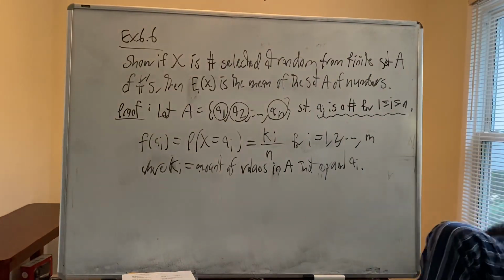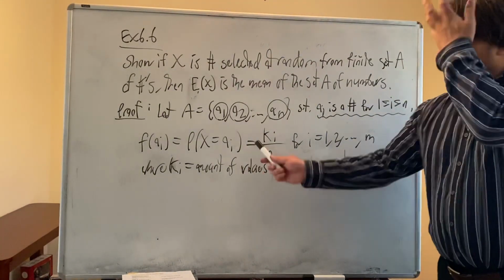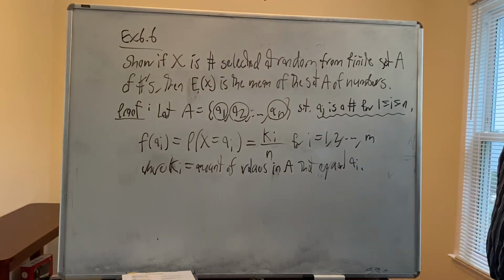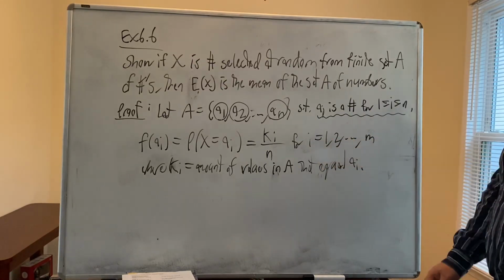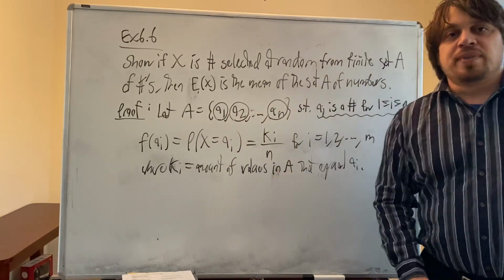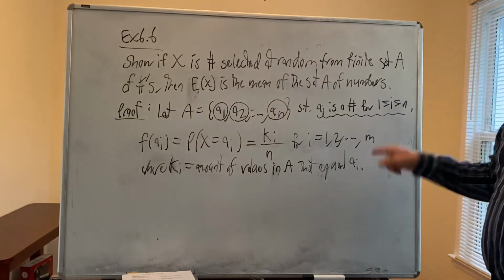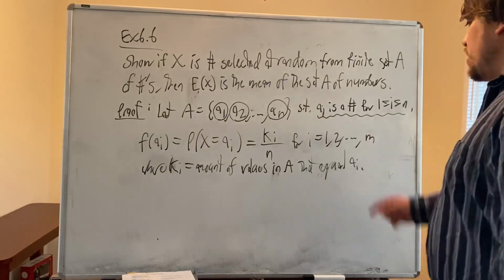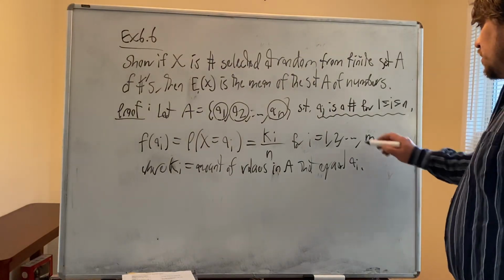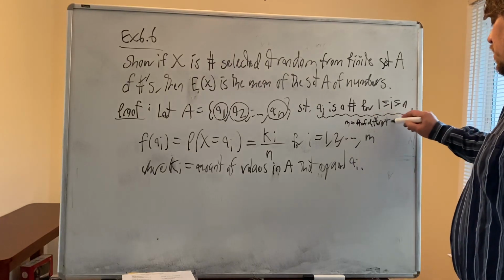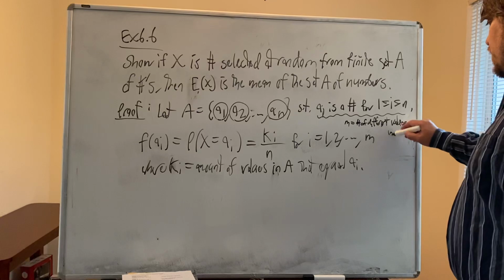Okay? And so again, the probability that x is equal to a sub i is the number of values in the set that are the same as a sub i divided by the total number of values in the set, which is little n. And this is for any i from 1 to little m. And it's little m because even though there are little n values in the set, some of them are the same. And so there are little m different values. Little m is the number of different values in the set.